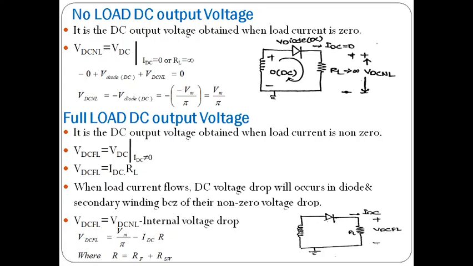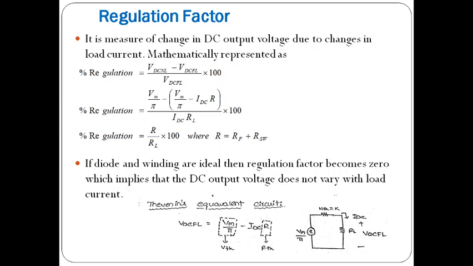Now we are substituting the regulation factor. What do you mean by regulation factor? The regulation factor is nothing but the change in DC output voltage due to the change in load current. Otherwise, you can say it is the change in the output voltage when the load changes from no load to full load. It is mathematically represented as regulation equals VDC no load minus VDC full load, by VDC full load.